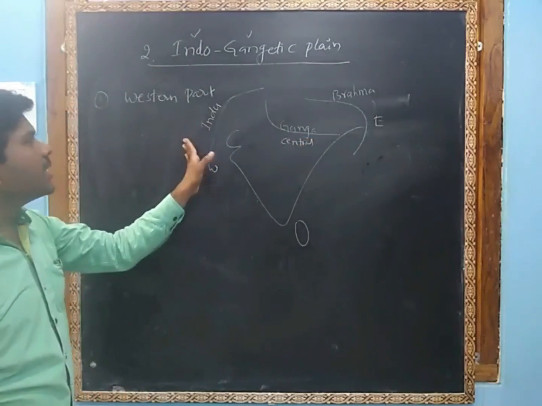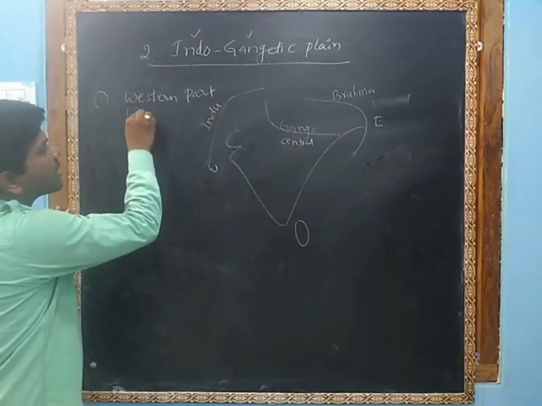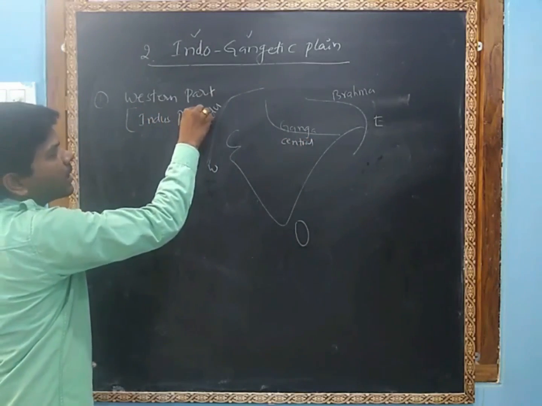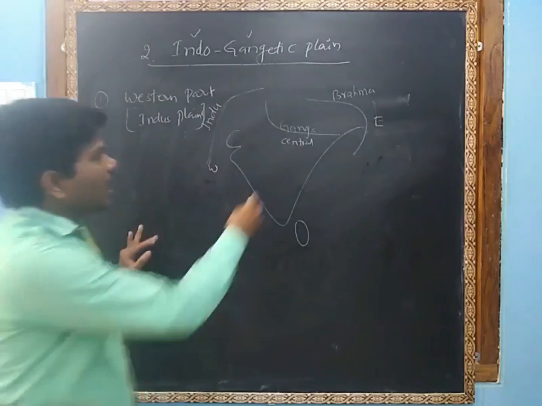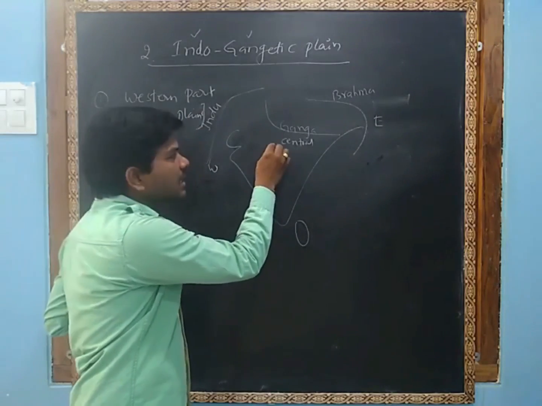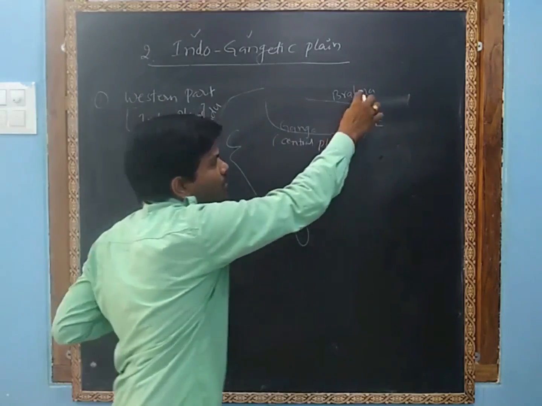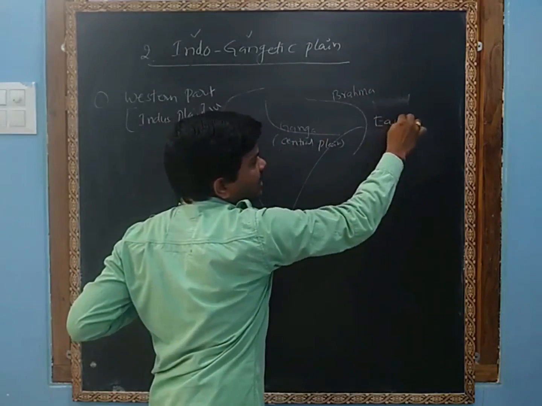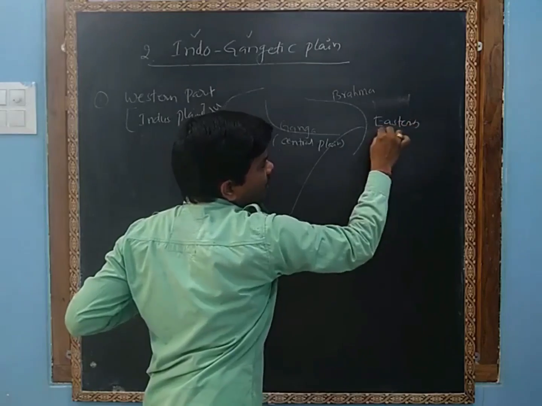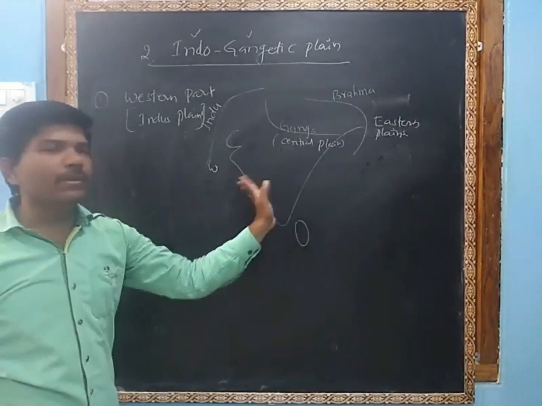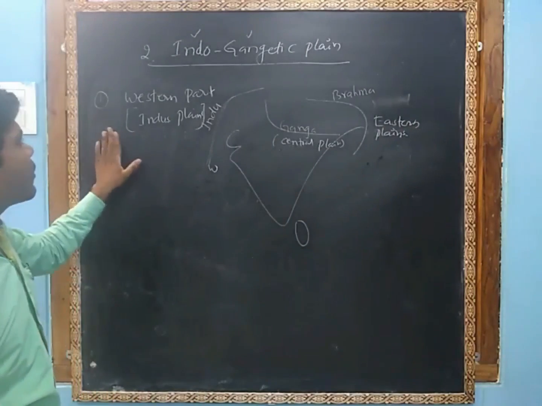This is the Indus. The western part is also called the Indus Plains. The Ganga Plains are also called the Central Plains. The Brahmaputra Plains are also called the Eastern Plains. So let us see them individually. Now let us take the western part.